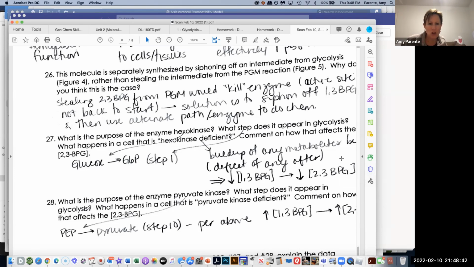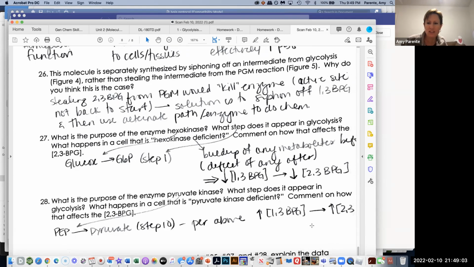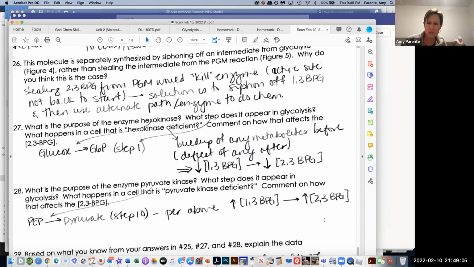Okay, so thinking about then pyruvate kinase. Pyruvate kinase is the 10th step of glycolysis. It interconverts phosphoenolpyruvate and pyruvate. So again, per above, since our pinching happens after 1,3-BPG synthesis, that means 1,3-BPG is going to accumulate, which also means 2,3-BPG can accumulate.